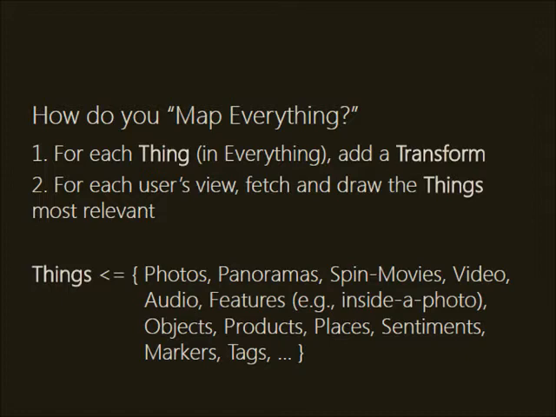What are things in this case? The things that we care about most right now are photos, panoramas. Spin movies are sort of inverse panoramas that go around the outside. And you can see the whole list, leading to places, sentiments, markers, and tags. This is generally the set of user-created content that we care about. It doesn't mean that we need to stop there, but we're going to focus on that and try to make everything work there, and then see how things go from there.